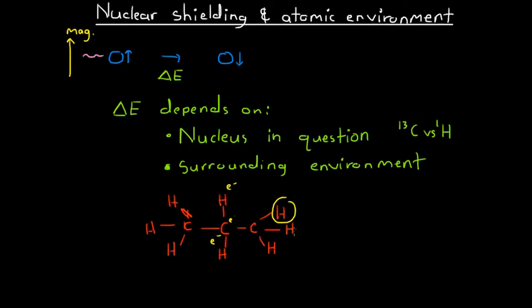So we can say that these three hydrogens are in the same atomic environment and therefore experience the same amount of nuclear shielding, which means they will all have the same delta E and absorb the same frequency of radio wave. If we look here, these two hydrogens are going to experience different extents of nuclear shielding because they're in a different environment. They've got carbons with hydrogens on either side of them.